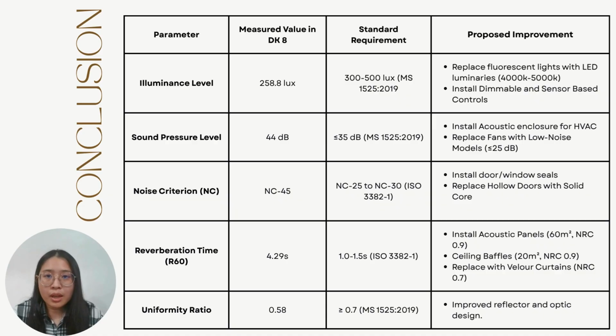For the reverberation time in DEWAN KULIAH 8, it is 4.29 seconds. So installations such as acoustic panels, ceiling baffles, and replacing with Velodrap curtains can help to improve it. And last is the uniformity ratio, which is 0.58 for DEWAN KULIAH 8 and should be more than or equal to 0.7. So improve it by installing reflectors and optic design for the lighting layout in order to achieve the desired value.